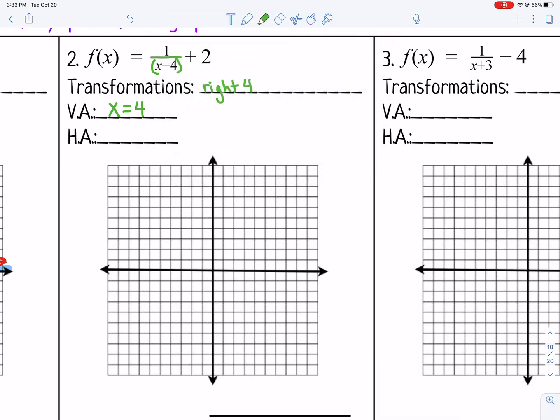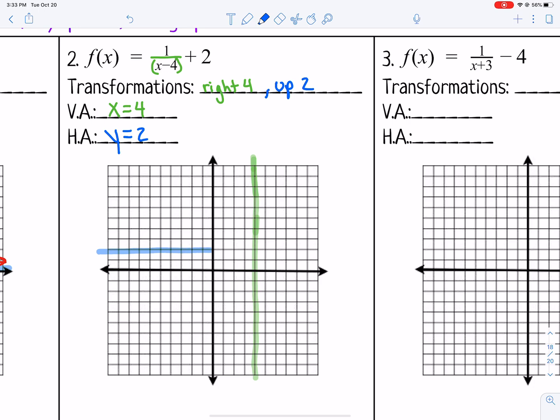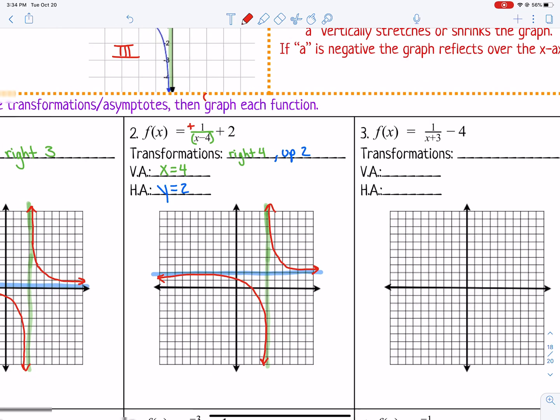So let's graph a vertical asymptote at x equals 4. And then the k value is 2, so that makes my graph shift up 2, which is going to make the horizontal asymptote go to y equals 2. It shifts up as well. So that horizontal asymptote normally is at 0, but now it shifted up 2. And then we see that the a is just positive 1, so our branches need to go in the first quadrant and in the third quadrant. So just don't cross over those asymptotes.